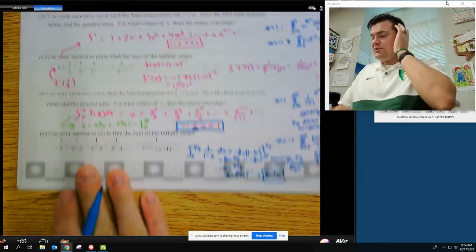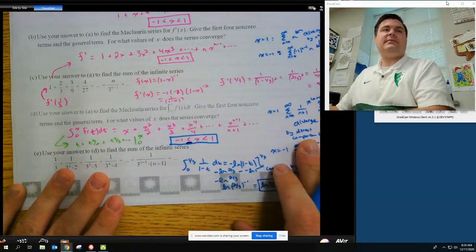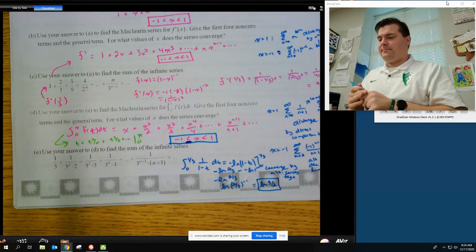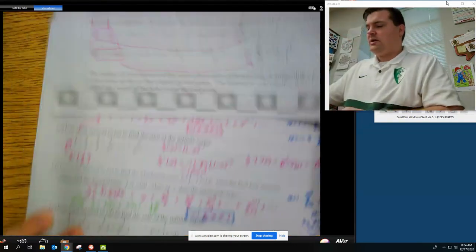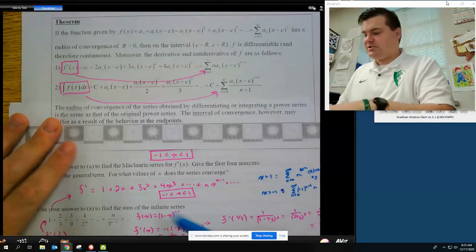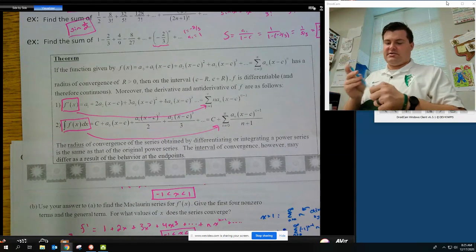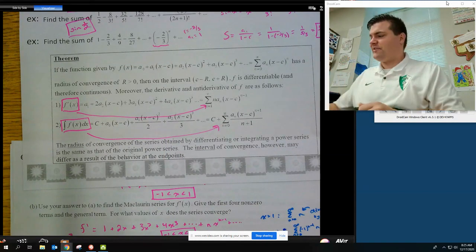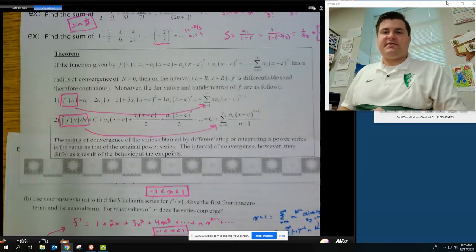So we use the theorem for part C and for part E to make sure that we can find the sum using the theorem right here. So really that's what we did here for parts B through E. We just used this theorem. So that's all we're talking about today for Taylor series, day 4, using that theorem to find sums using derivatives and antiderivatives of Taylor series.